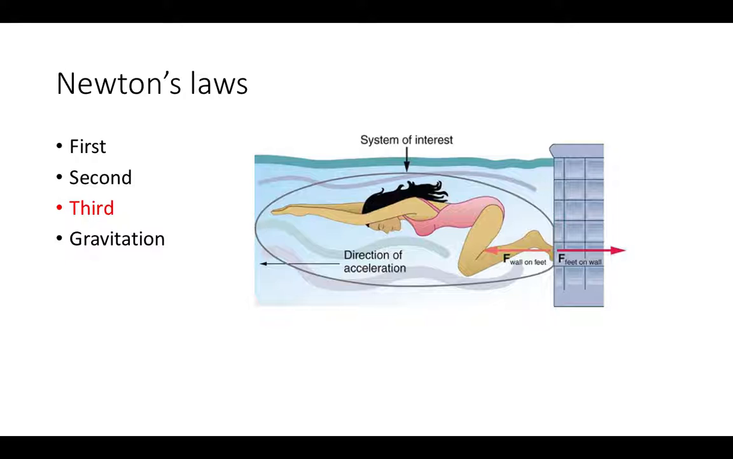In some cases, we'll use the third law because we have action-reaction forces that can help us figure out what we might need to be using. Like, for example, here we have a contact with a wall. And so there are 2 forces here that could inform us about motion.